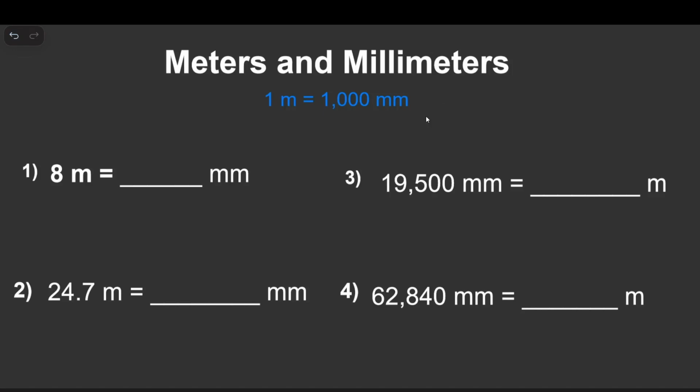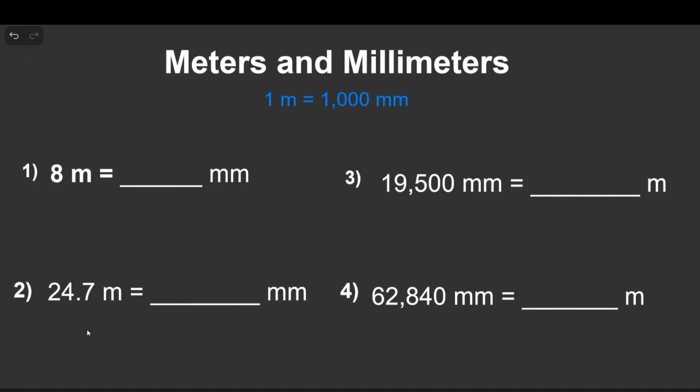And if you're going from millimeters to meters, so from a smaller unit to a larger unit, we are going to divide by 1000. We can easily do this by moving the decimal point to the left or to the right 3 places. And this is my explanation. So let's start with our 4 examples.